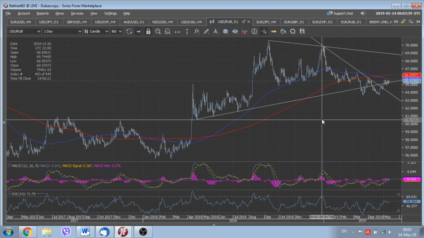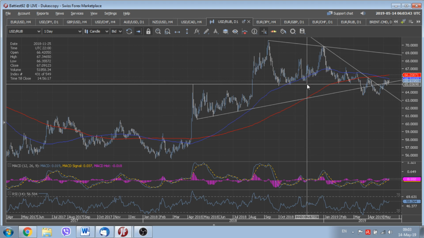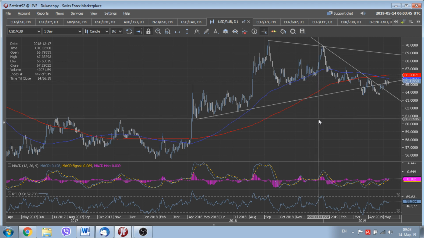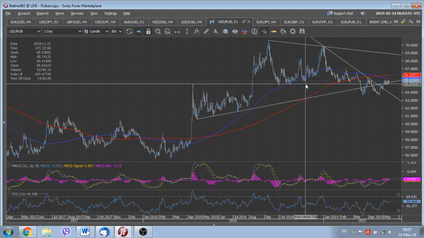From a longer term point of view, probably we moved from the range of 65 to 70 to the range of 60 to 65. Anyway, as you could see, now we are again above the level of 65, and that means that the situation at the moment is once again more bullish for the pair.